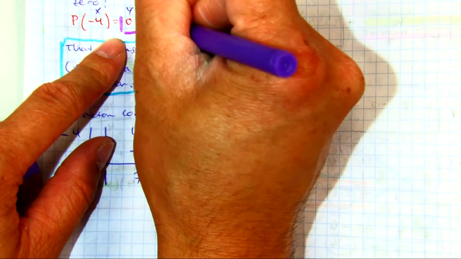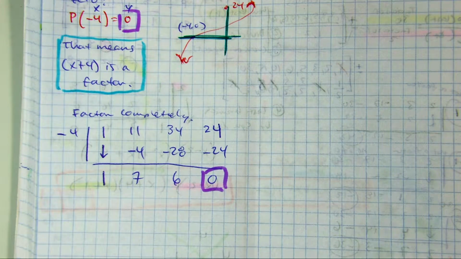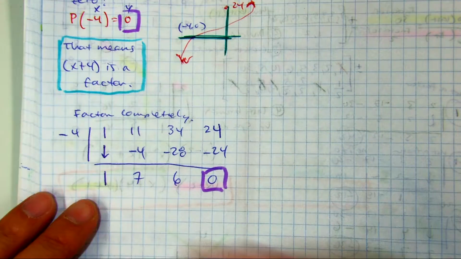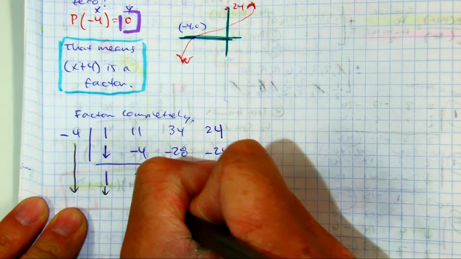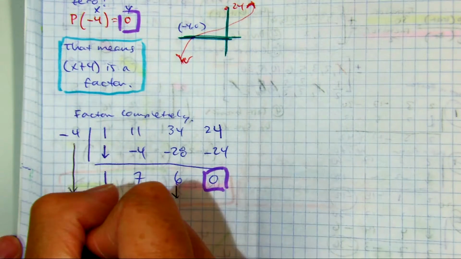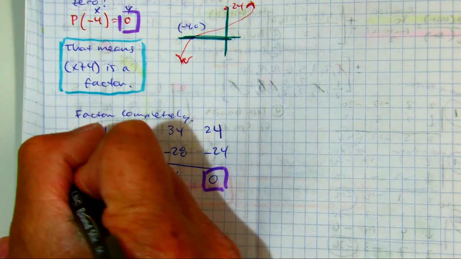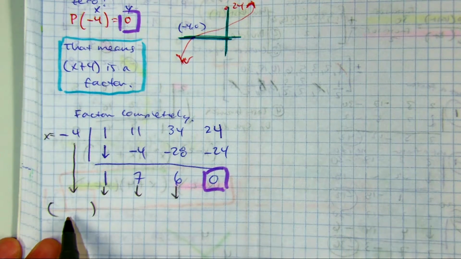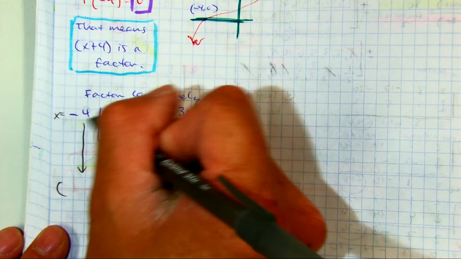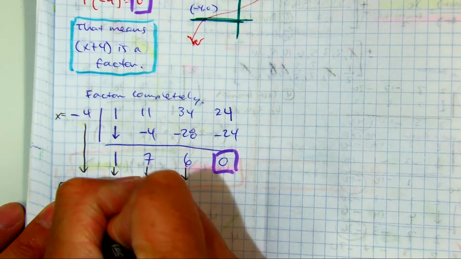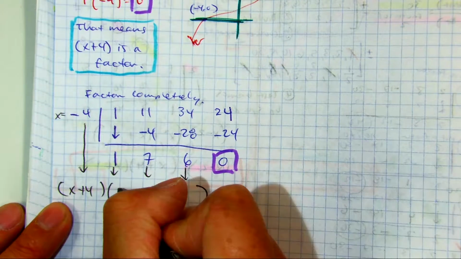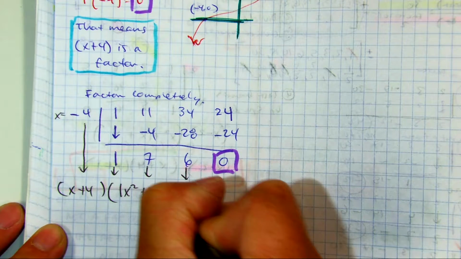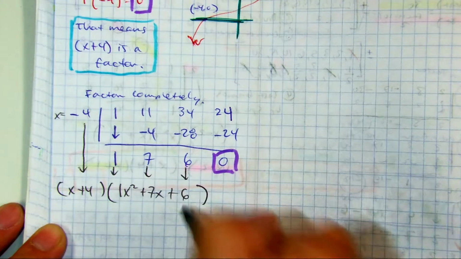Well, why did I have to use synthetic division? It's so that we can figure out these. Jonathan, what does x equals -4 mean? What does this become? Oh, x plus 4. Keep going. And it's x plus 1x squared plus 7x plus 6.